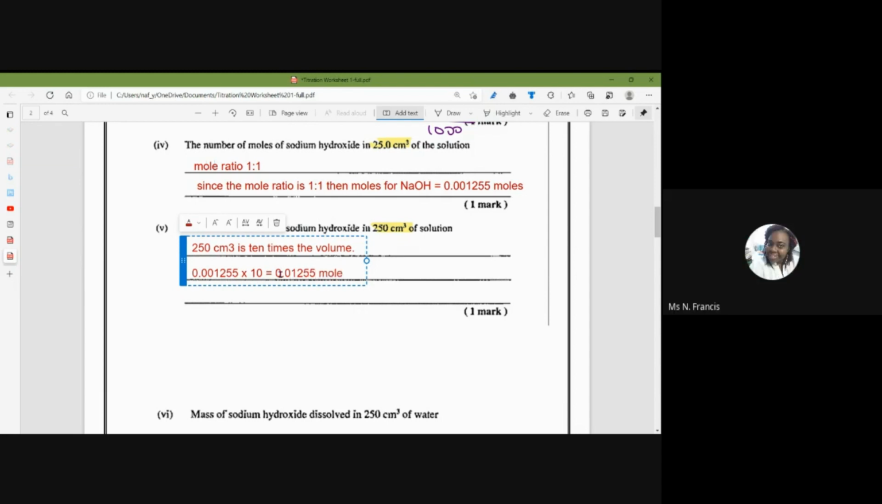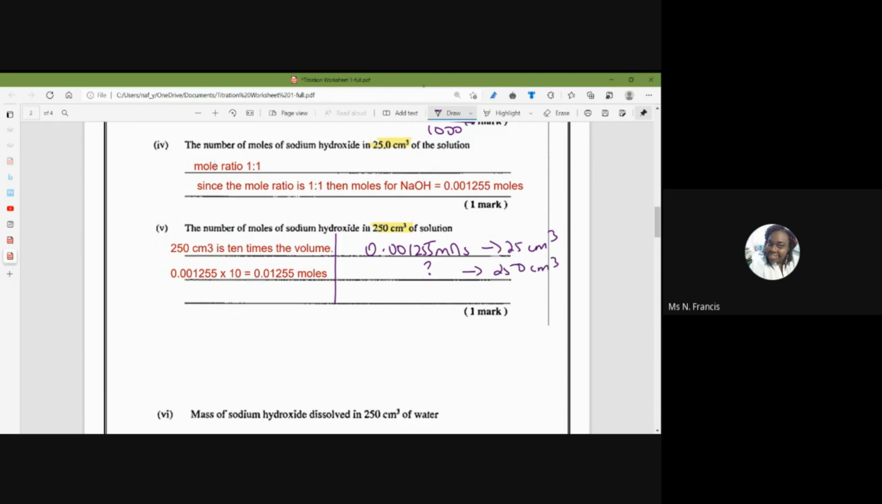Now, for persons who are not convinced about this 10 times the volume, I'm going to work it out the long way. Same reasoning, but the long way. So this is what we know. Remember, you are working from known to unknown. We know that 0.001255 moles are in 25 cm cube. We want to find out how much is in 250 cm cube. So that is what is being asked.